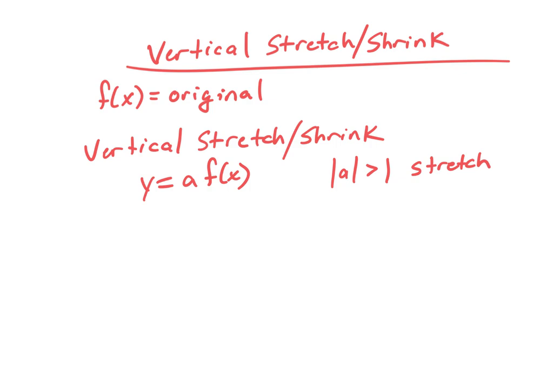Okay? And then the other one is going to be a shrink. So we're looking at numbers between 0 and 1. A number between 0 and 1 would be a number like what? A half, right? So we're looking at fractions. A half, a fourth, a third. Once again, the smaller the number, the more it's going to compress or shrink.